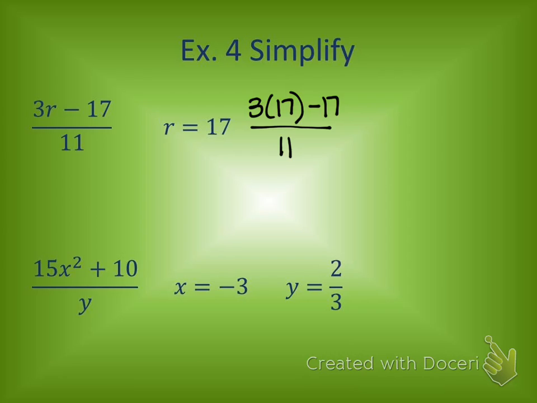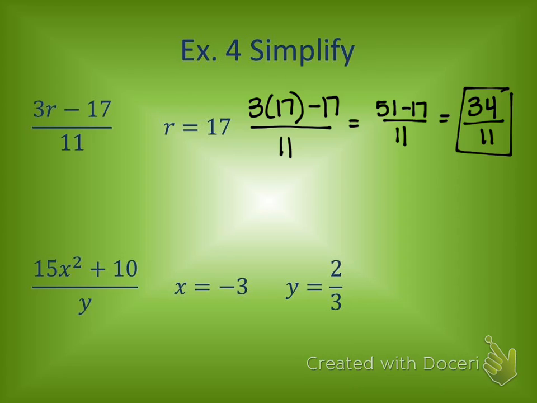So, according to order of operations, what would I do first? Multiplication. What's 3 times 17? 51. Now I have 51 minus 17 over 11. What's 51 minus 17? 34. 34 over 11. Can I reduce this fraction? Nope. I can make it a mixed number if I wanted to, which would be 3 and 1 over 11. But I don't have to. This is my final answer. Okay? Just as simple as that.